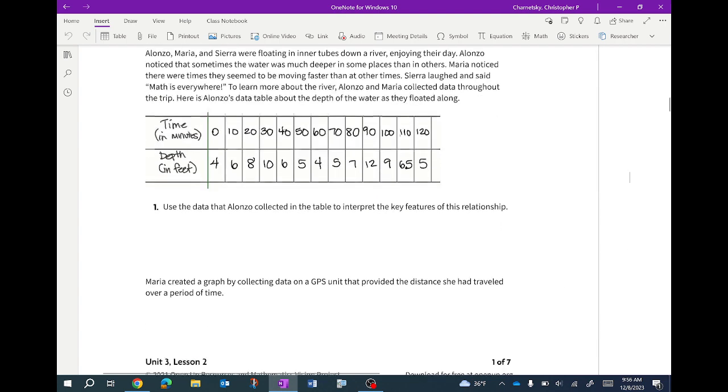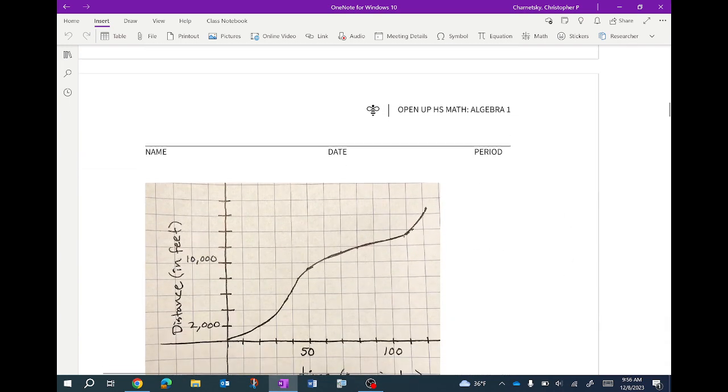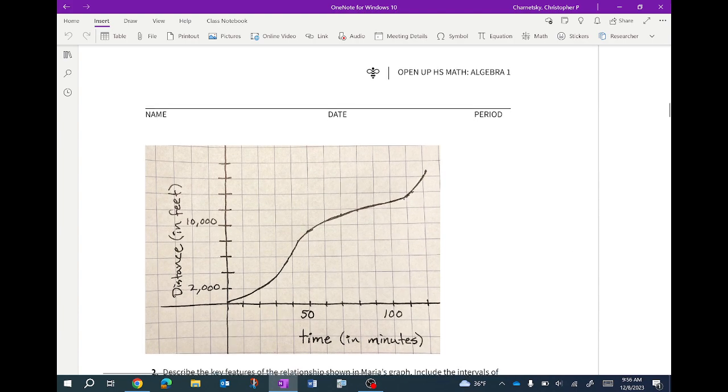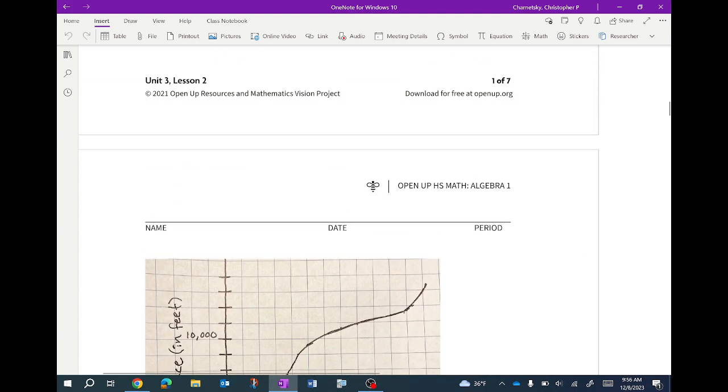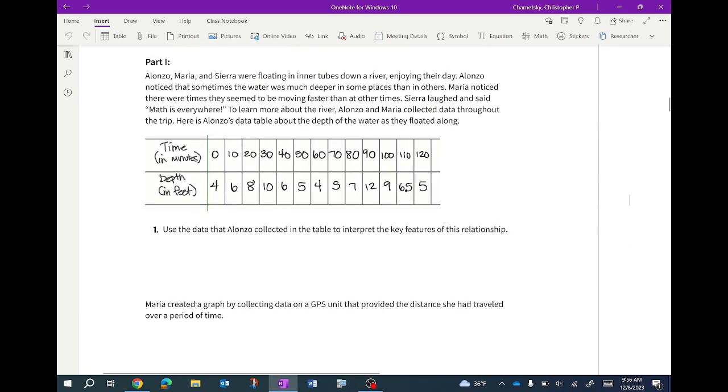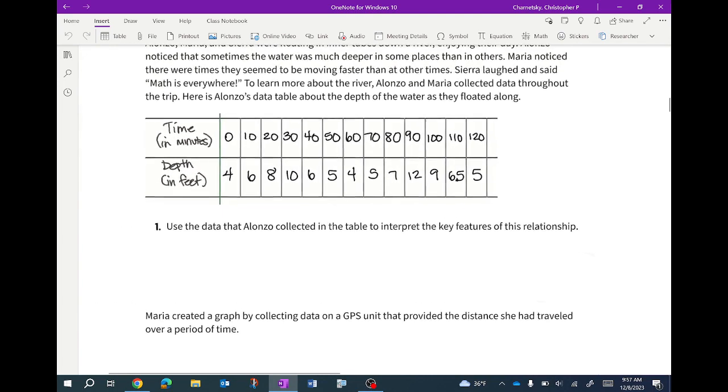And Maria is measuring the distance that they are from their starting point as they float along the river. So Alonzo made a table and Maria made a graph. So our first step here is we're going to take a look at Alonzo's data and what are some of the key features that we can read just from the table.